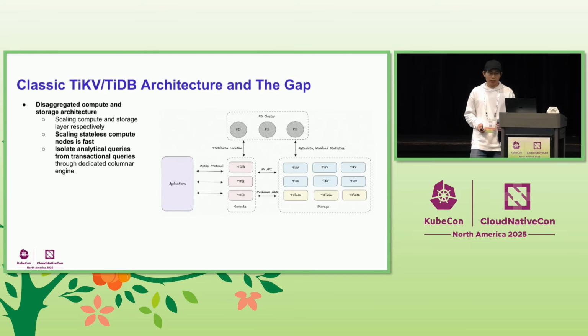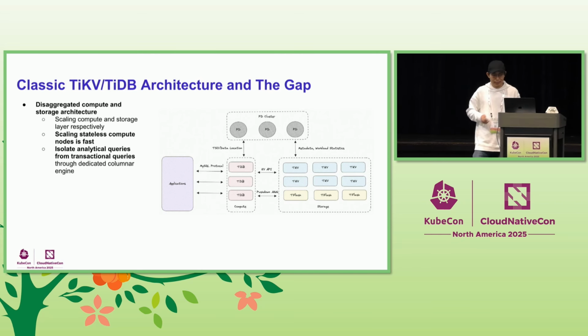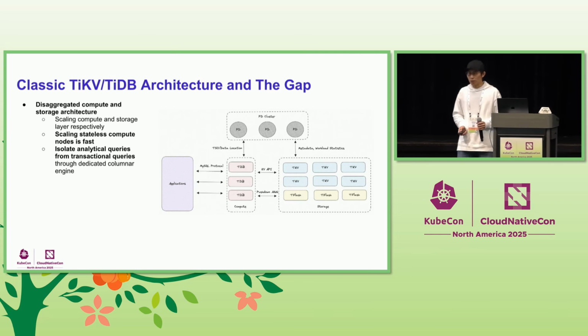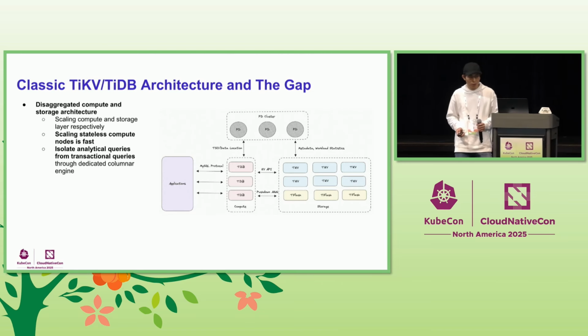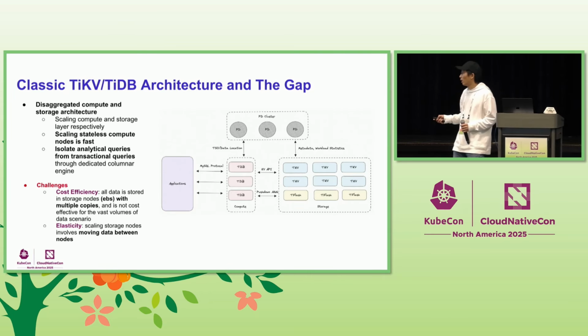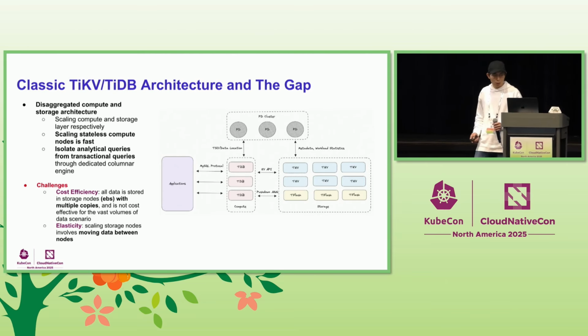And let's move to the next part. This is the architecture of TiKV and TiDB. When we come to these scenarios, we do have some challenges. Because this system was built 10 years ago, and we referred to the Google Spanner paper, and we adopted the disaggregated compute and storage architecture. So in this architecture, we can scale the compute layer and the storage layer respectively. But when we come to the scenario I just mentioned, it's not cost effective enough.